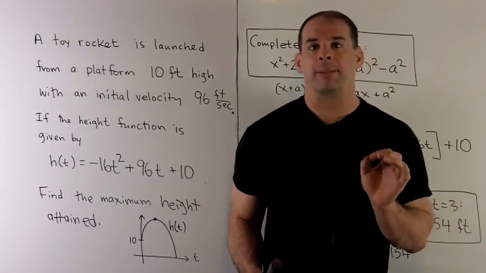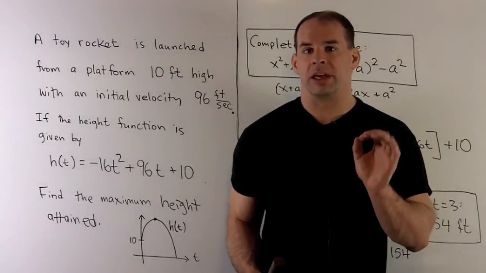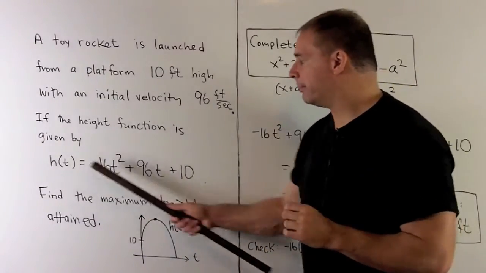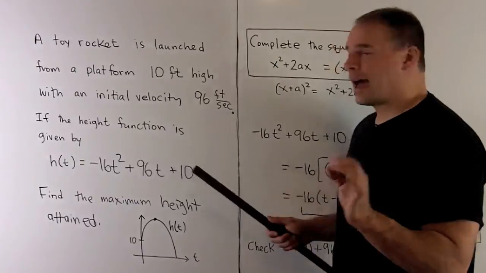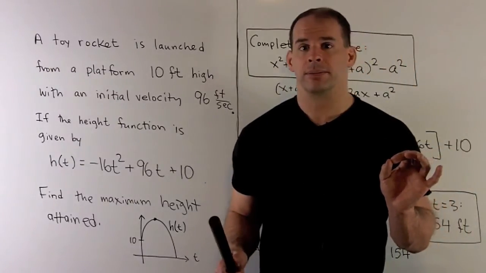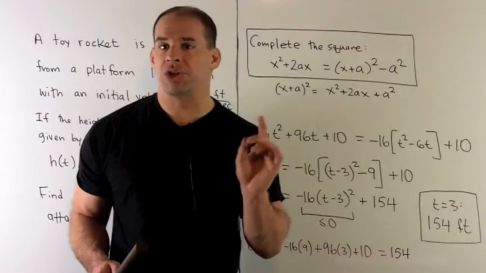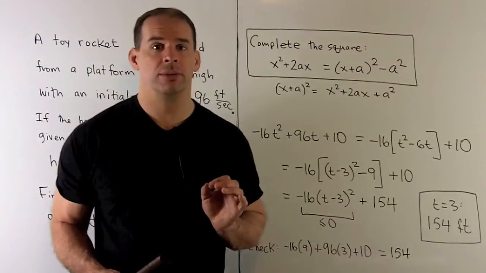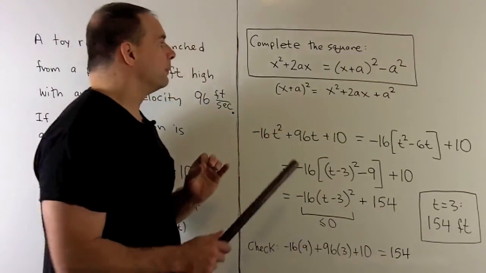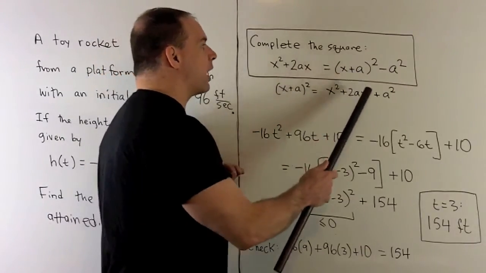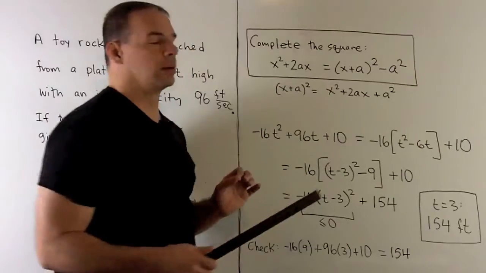Now, how do we do that? The key here is going to be completing the square. We want to rewrite the function for height so that it's clear how we get the vertex. So let's see how we do that. First, let's remind ourselves of how completing the square works. For a formula, I'll have x² + 2ax = (x + a)² - a².